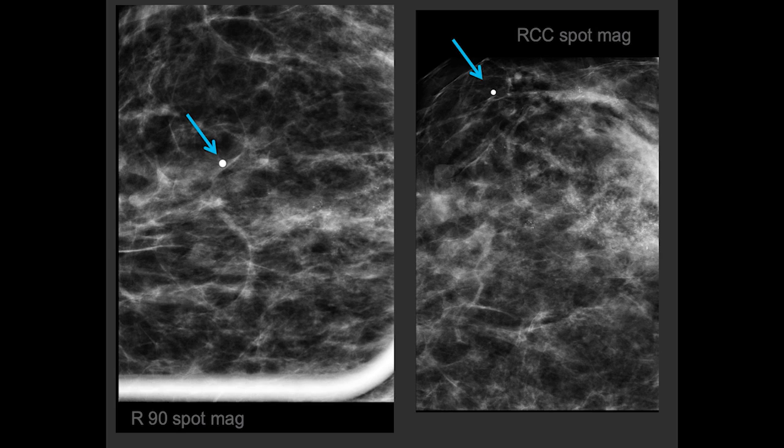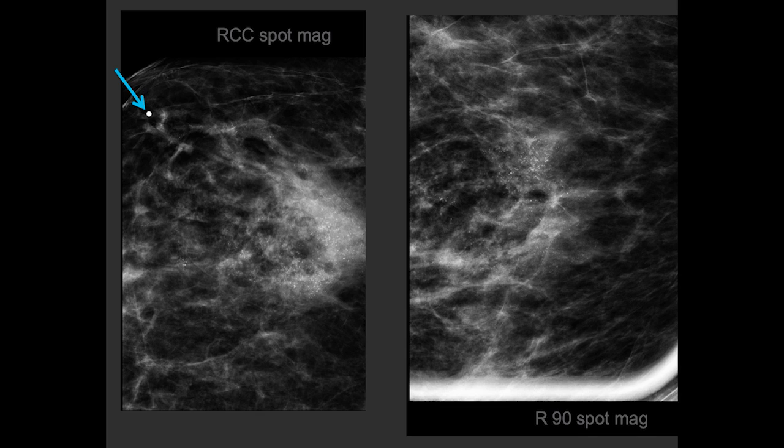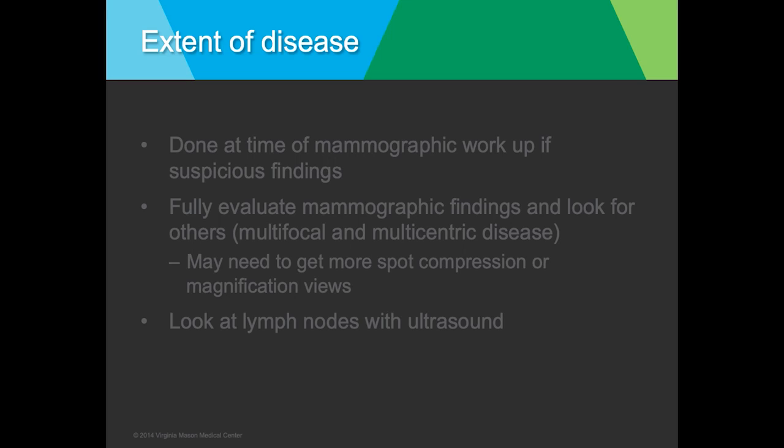We also got magnification views because we could see calcifications in this area. And you can see we got a 90-degree magnification view and a CC magnification view. We also noticed that the calcifications extended beyond the magnification views, so we sent the patient back for more images to fully characterize the extent of calcifications.